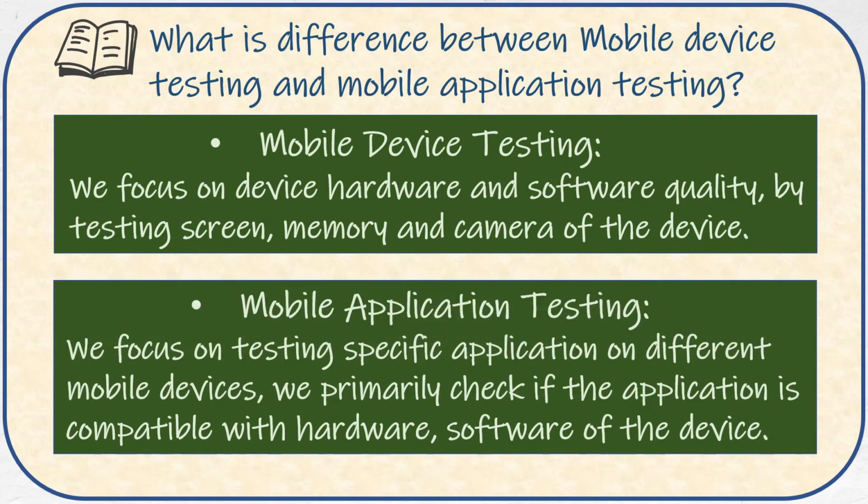Similarly, mobile application testing is where we test an application on different mobile devices. It may be an Android or iOS device. And here we focus on the compatibility of the application under test with the hardware and software of the device. So basically, mobile device testing is testing the device itself, and mobile application testing is testing the application which you are going to use on the device.